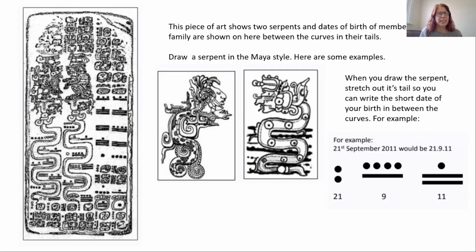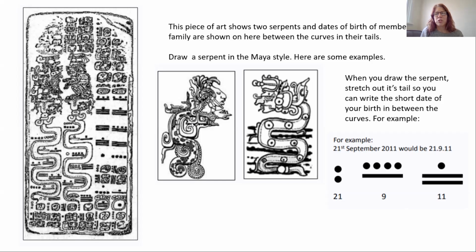Now, you can see around this serpent all these different numbers that have been written. And if you want to look back over the PowerPoint we used yesterday, you could do so and see if you could read some of those numbers. Serpents would show dates of birth of members of a family. So those are all important dates written within the curves of this serpent's tail. So what we would like you to do is to design your own serpent. Now, the more important the person was that we're talking about or writing their date of birth, the more intricate, more complicated the designs were.